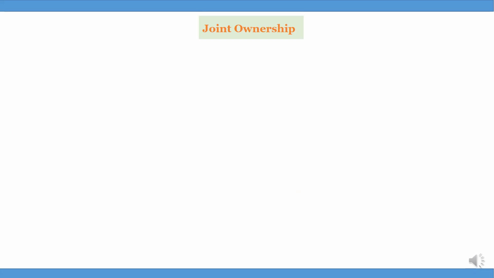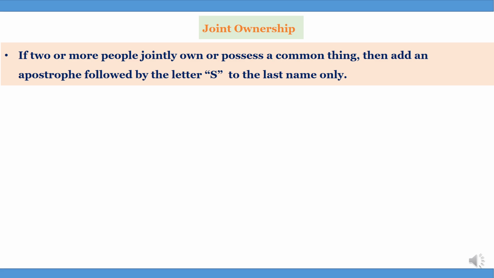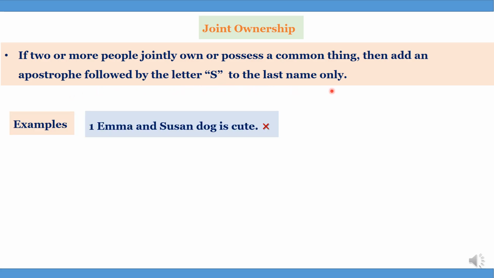Next, joint ownership. If two or more people jointly own or possess a common thing, then add an apostrophe followed by the letter S to the last name only. Examples. First example, Emma and Susan dog is cute. See here. Emma and Susan, they both own the same dog. That means they jointly own the dog that is cute.